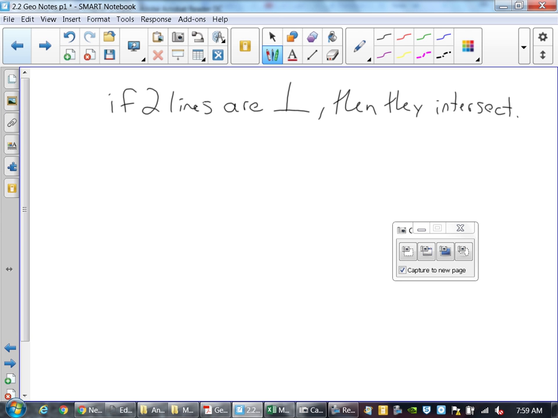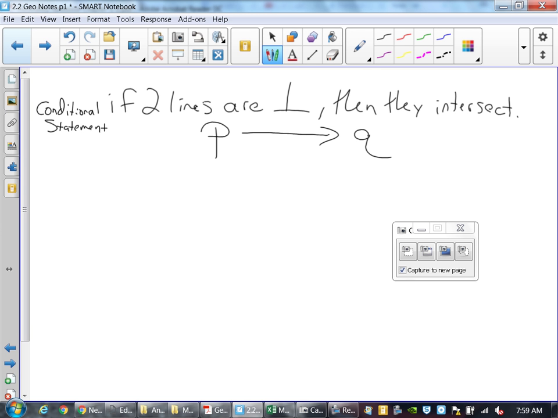When we start talking about our conditional statement: if two lines are perpendicular, then they intersect. Going back from yesterday, that is our P implies Q. Remember that? This is what we call our conditional, and we wrote it like that. The reason I'm using P and Q is because I want us to get to the actual logic way of writing things out.